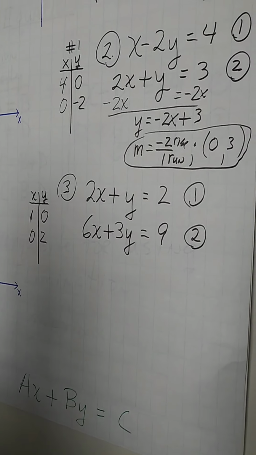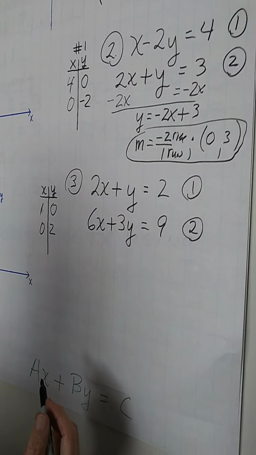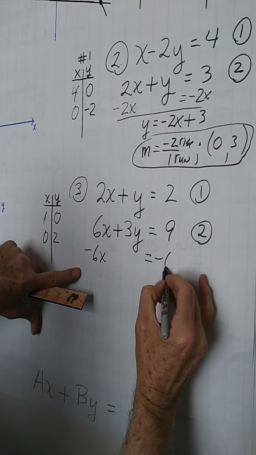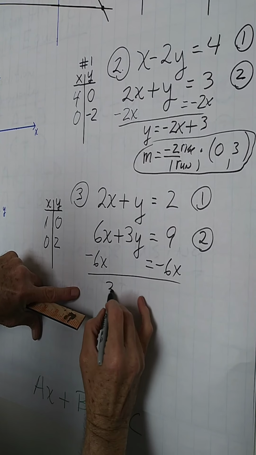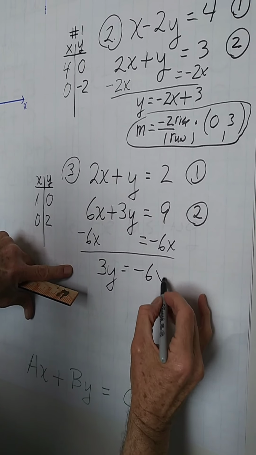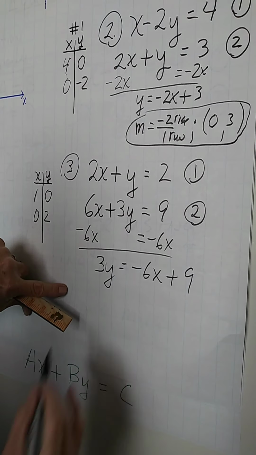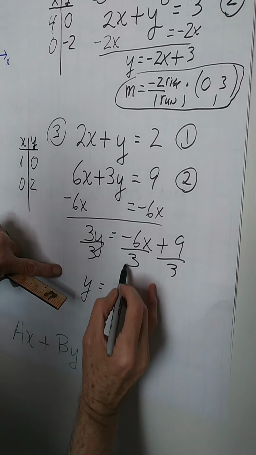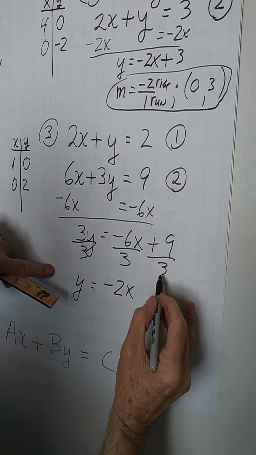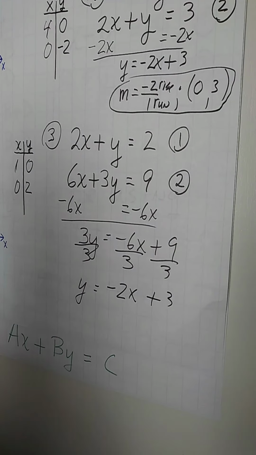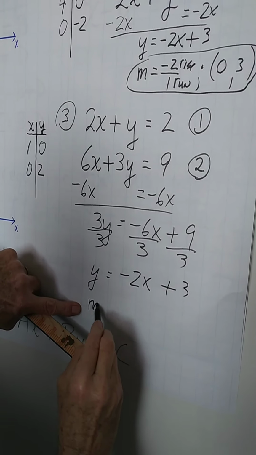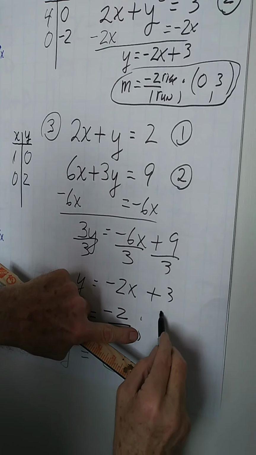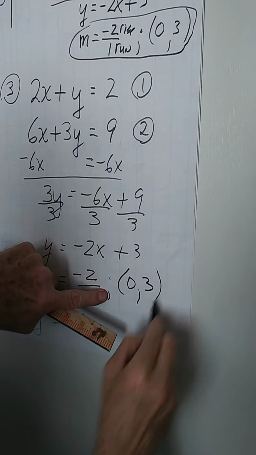Let's go over here. You wanted to use the intercepts? It'll work beautifully. We're going to solve this for y. Negative 6x, negative 6x. 3y is equal to a negative 6x plus 9. Over 3, over 3, over 3. Y is equal to a negative 2x positive 3. Your slope, a negative 2 over 1. Your y-intercept, 0, 3.